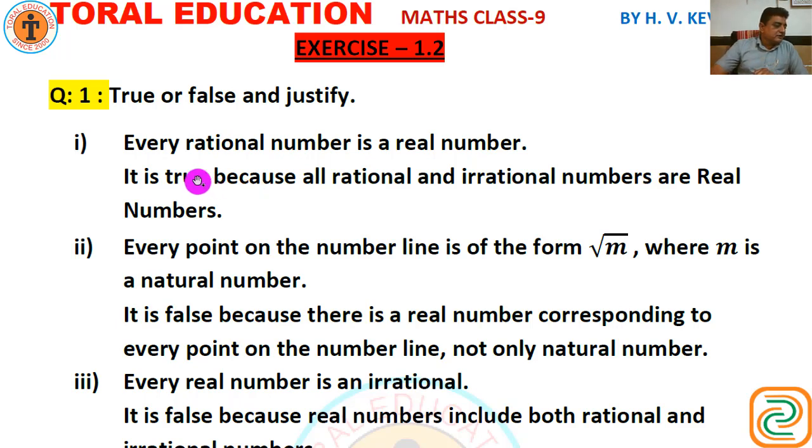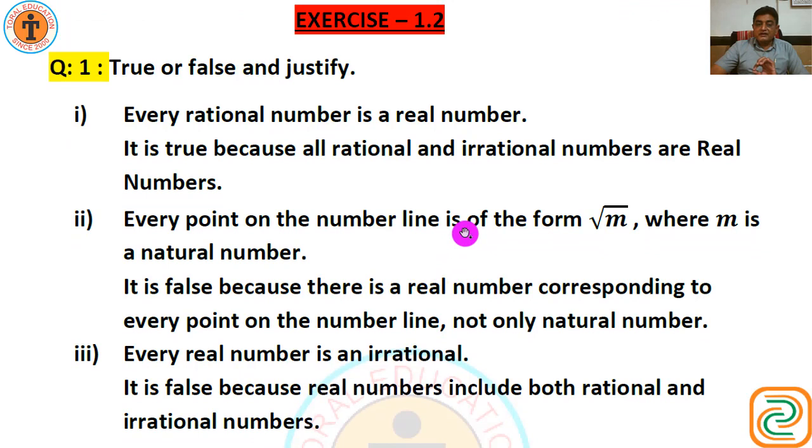Second, every point on the number line is of the form of root m, where m is a natural number. Every point on the number line is of the form of root m. Maybe some points are not root of any number. It is false because there is a real number corresponding to every point on the number line, not only natural numbers. Right?